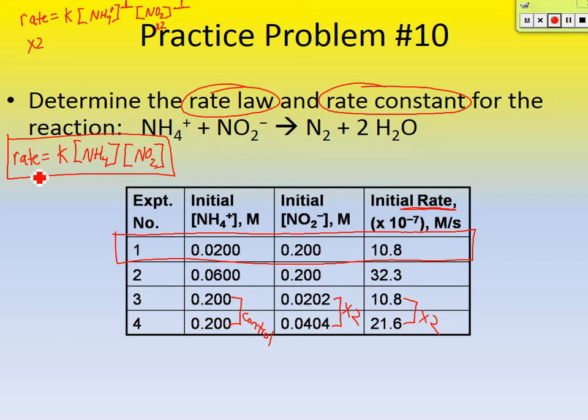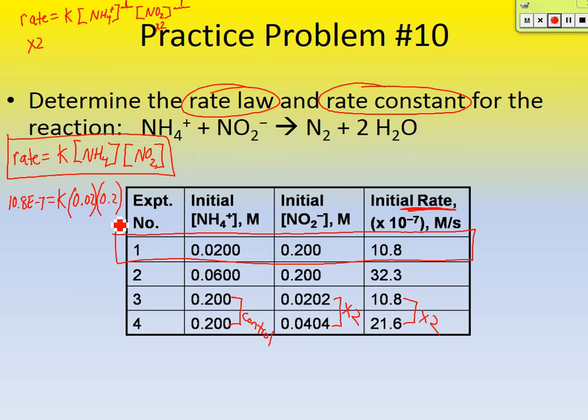What was the rate on this first experiment? Now remember, you got to keep this times 10 to the minus 7. So that's 10.8 e to the minus 7th is equal to, do I know K? Nope. What is the molar concentration for NH4? 0.02. So I'm going to take that and times it by 0.02. And I'm raising it to the power of 1, so I don't need to write it. Times it by the molar concentration of NO2, which is 0.2.